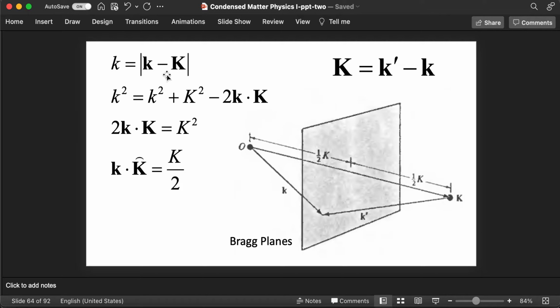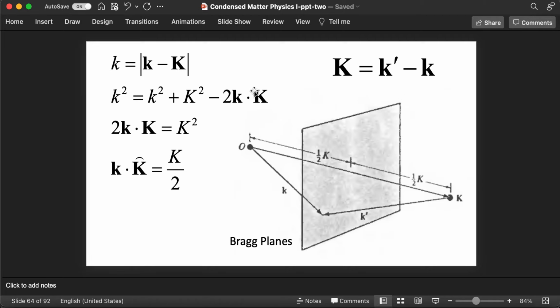So given this, now I can square it on both sides and write that, and that obviously becomes this, and I can read it in this fashion. That is, the projection of the incident wave vector along the direction of the reciprocal lattice vector is equal to half the magnitude of the reciprocal lattice vector. That's the condition for constructive interference. So I can either say this or say that, they're both the same.